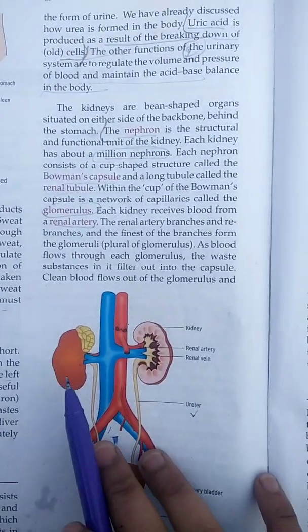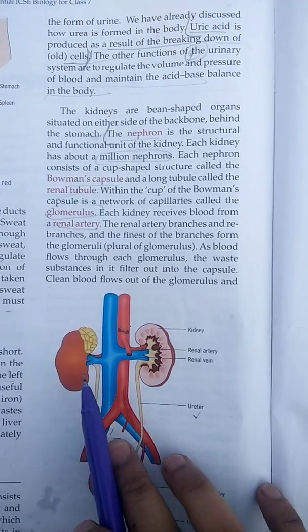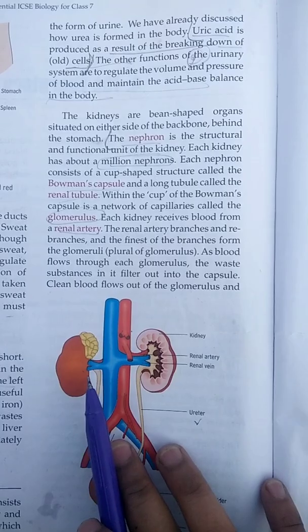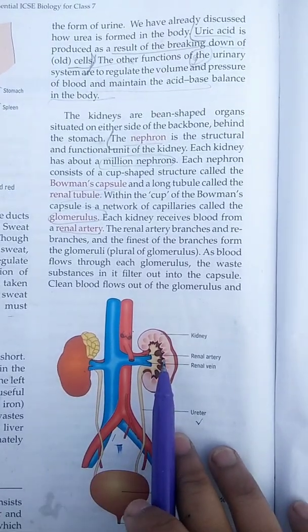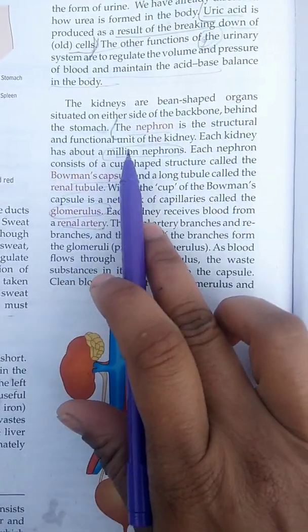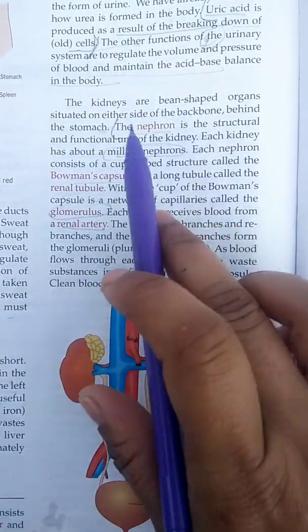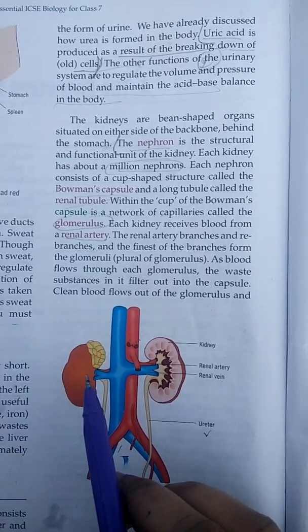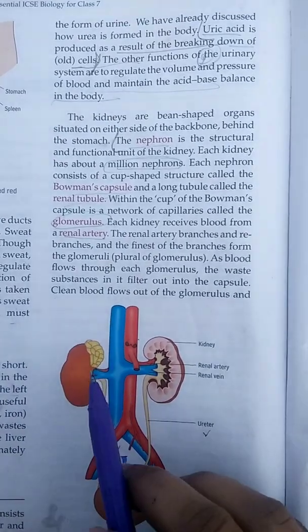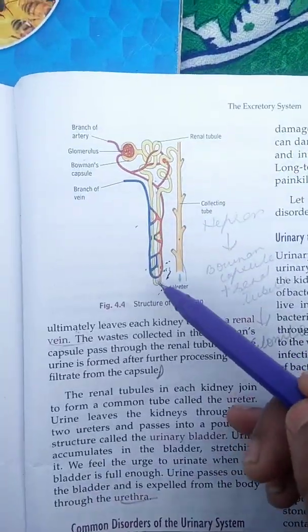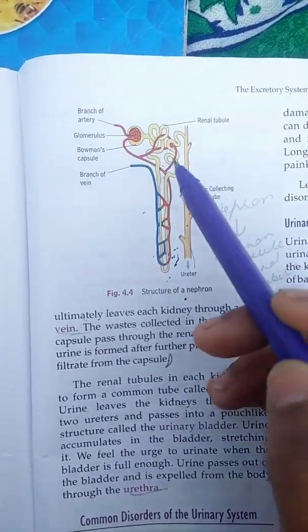Students, in junior classes you have studied that we have a pair of kidneys, which means two kidneys, located on either side of the backbone behind the stomach. The nephron is the structural and functional unit of the kidney, and each kidney is made up of millions of nephrons. Each nephron consists of a cup-shaped structure. So you have to learn to draw the structure of the nephron.